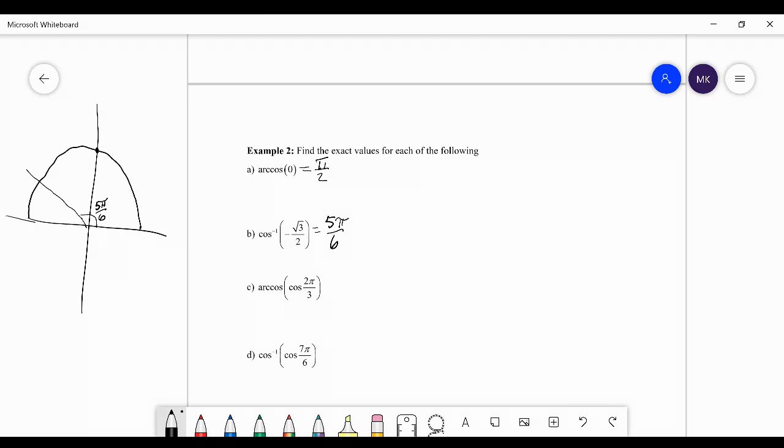Okay. Now we're doing the composition of inverse functions and cosine functions. And so we have the inverse cosine, or cosine inverse, of cosine of 2 pi over 3. Because 2 pi over 3 is between 0 and pi, this is just 2 pi over 3.